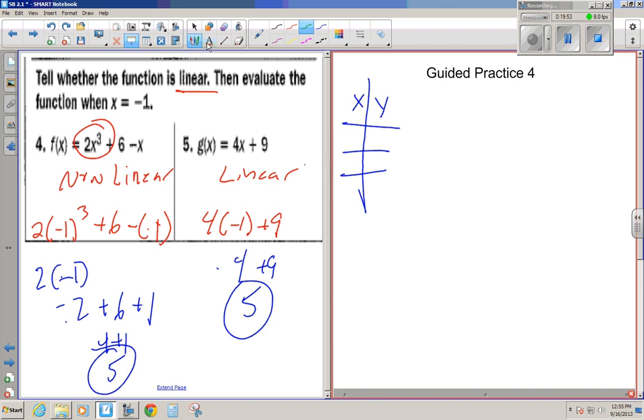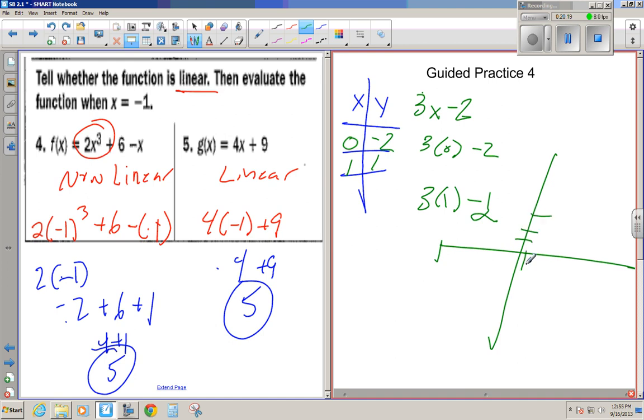So for us, number 4, the equation is 3x minus 2. So we only need 2 points. So 3 times 0 minus 2, that means negative 2. 3 times 1 minus 2, 1. And then a wonderfully drawn set or coordinate plane, 0, negative 2, 1, 1. Draw your straight line. You should be good to go.